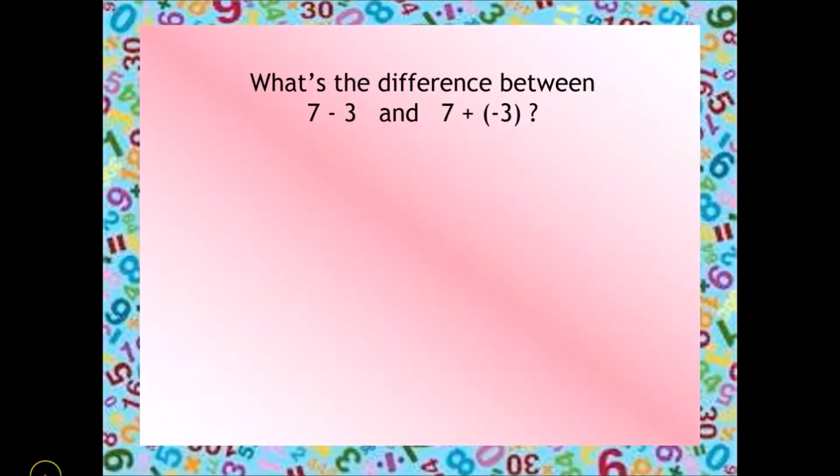Now let's try this. What's the difference between 7 minus 3 and 7 plus negative 3? Well, 7 minus 3 and 7 plus negative 3 are just the same when it comes to their answers. But 7 minus 3 is a subtraction problem, while 7 plus negative 3 is an addition problem. So we know that 7 minus 3 is 4, and of course 7 plus negative 3 is also 4.